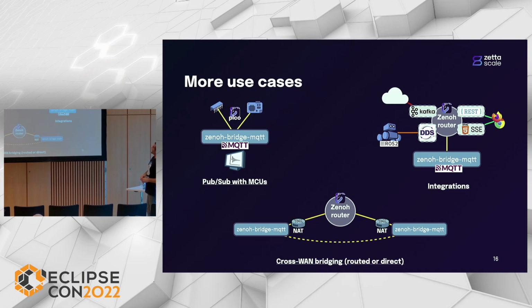Another use case is integrations. You may have a lot of integrations using Zenoh. Already you can do publication and subscription of your MQTT system via Zenoh, via the REST and the SSE plugins. You can also have integration with DDS, so integration with robotics that uses DDS. And in the future, for instance, integration with Kafka or whatever plugins we may want to implement.